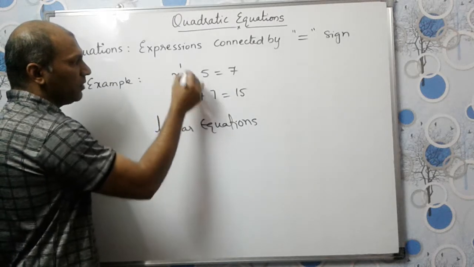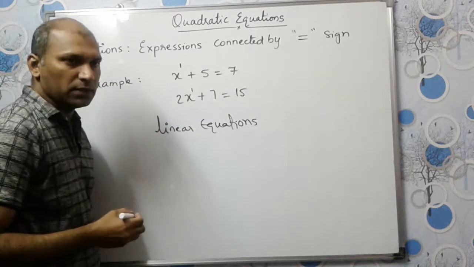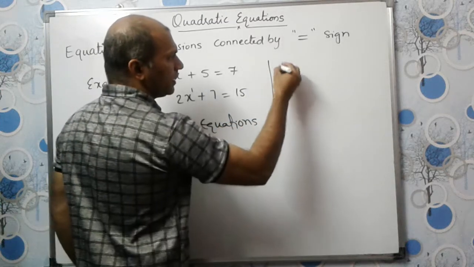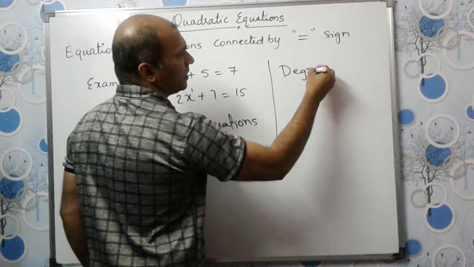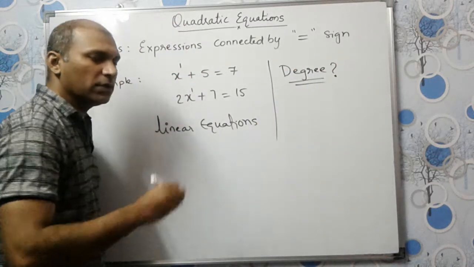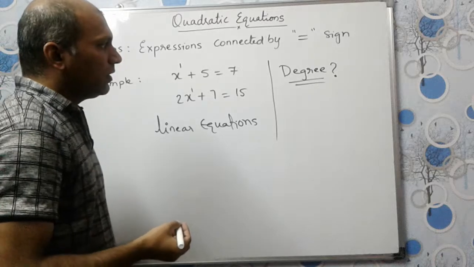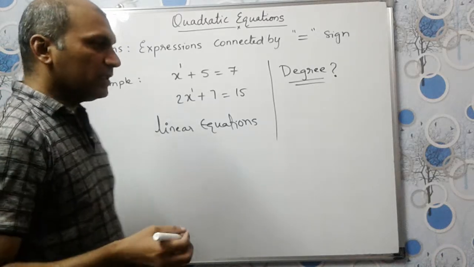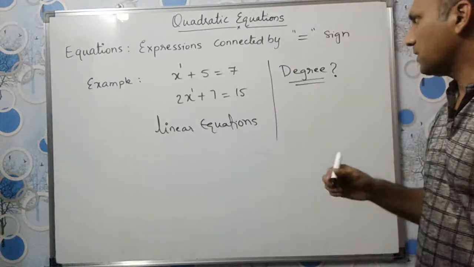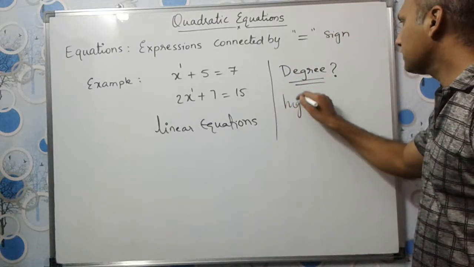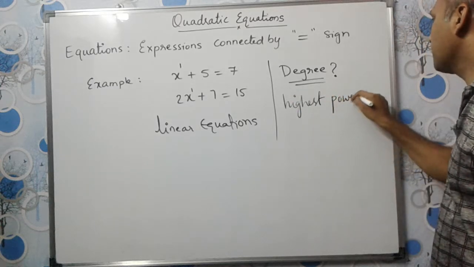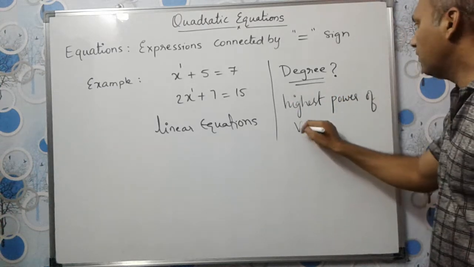See, x power 1, here also it is x power 1. What did I tell you? Degree is 1. Okay. Now some of you must be worrying, what is degree? What is the degree of an equation or degree of a polynomial? What is degree? Degree is the highest power or exponent of the variable.